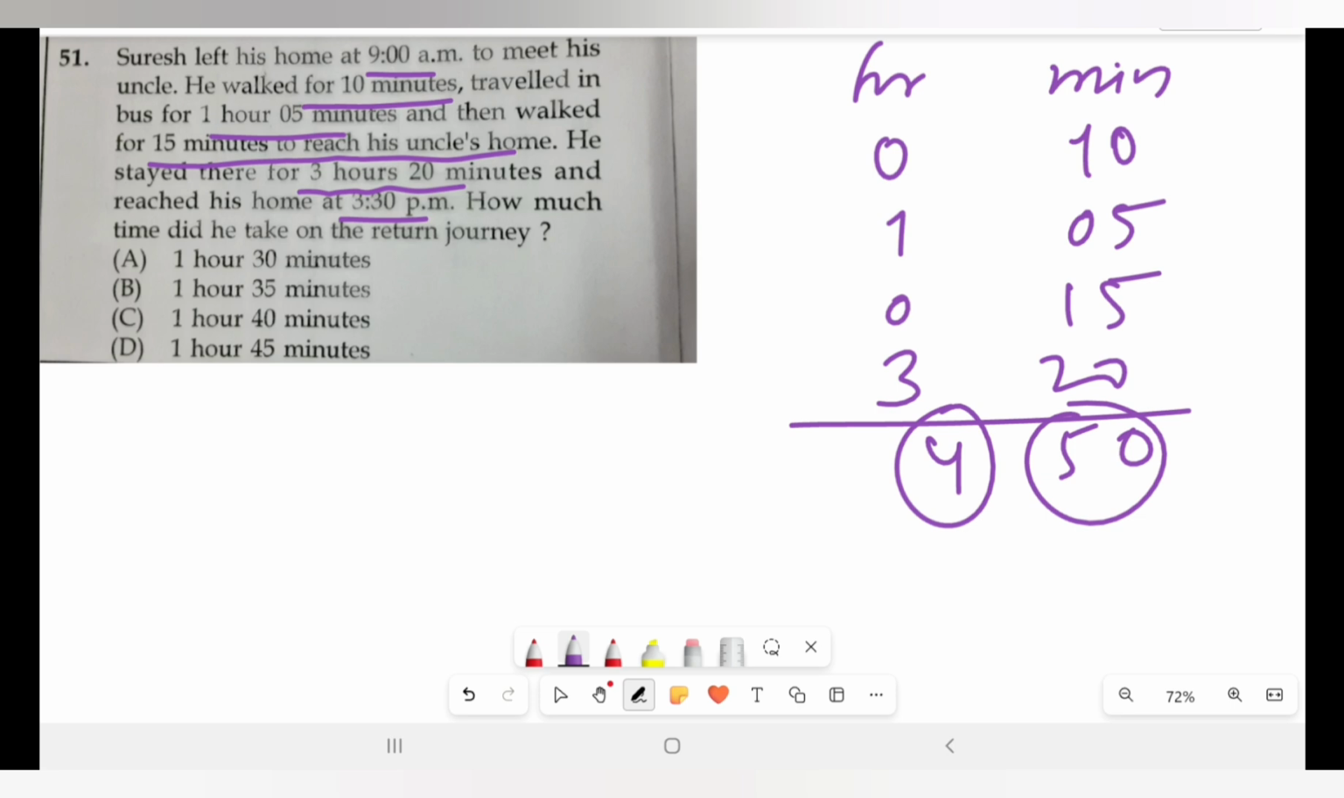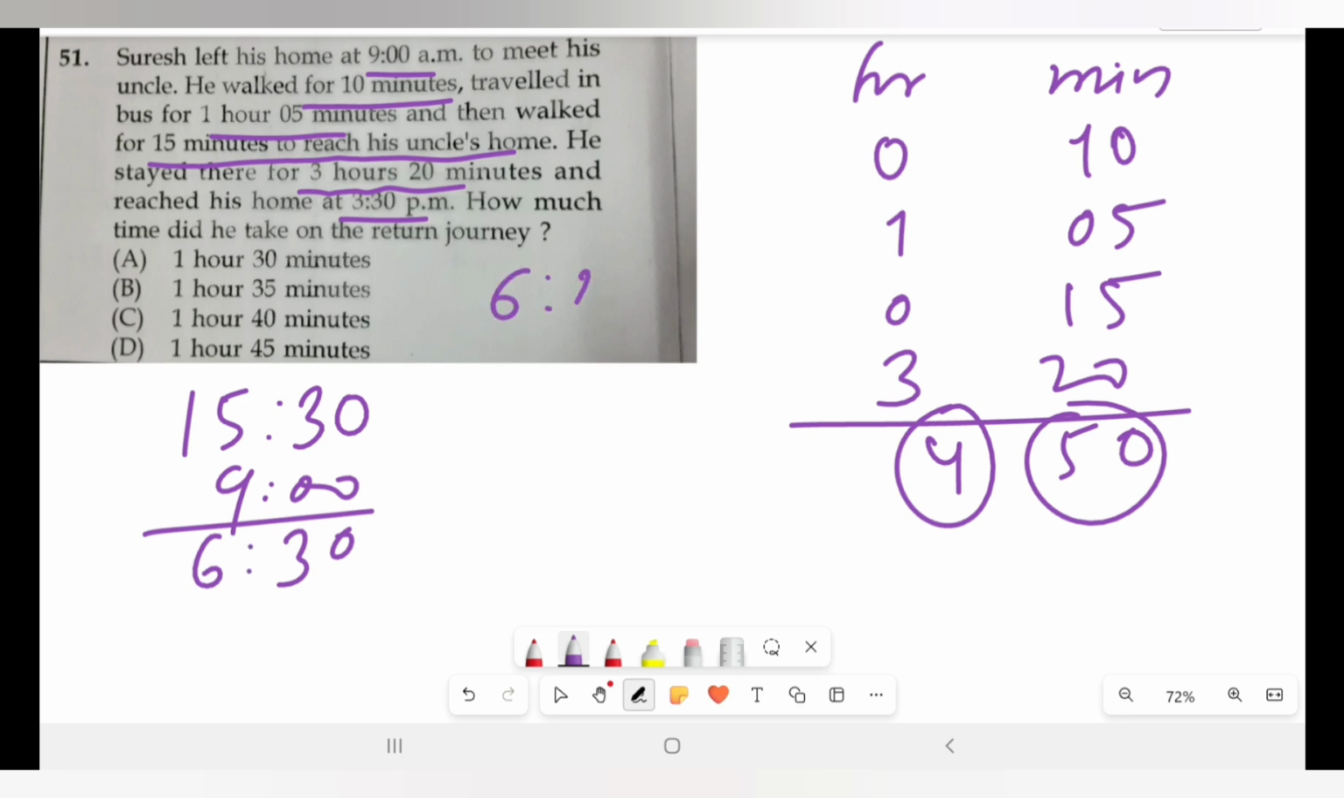Start time is 9 a.m. So end time is 15:30, right? 3:30 p.m. means it is 15:30. So minus 9, total time is 6 hour 30 minute. So 6 hour 30 minute he spent, and if we subtract 4 hour 50 minute, we will get the return journey time, right?